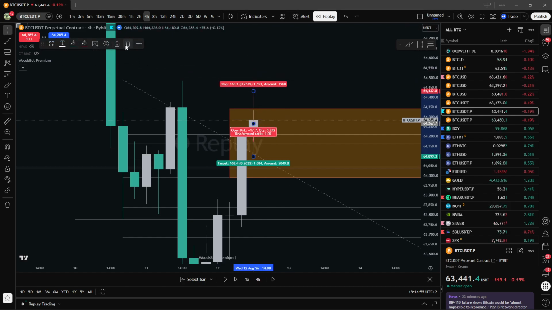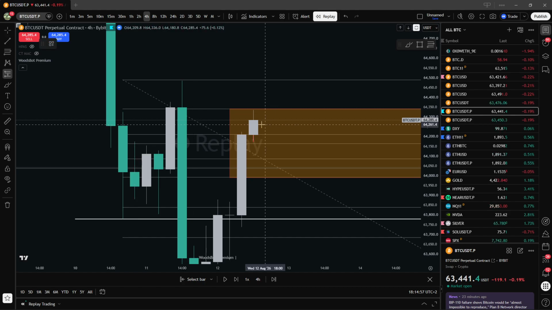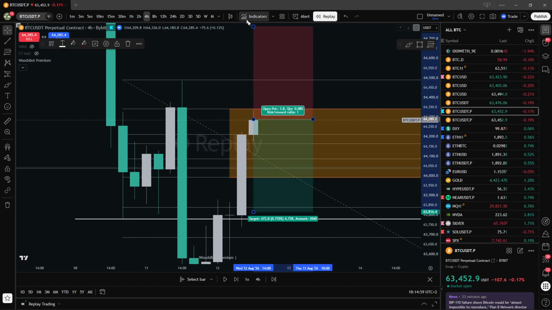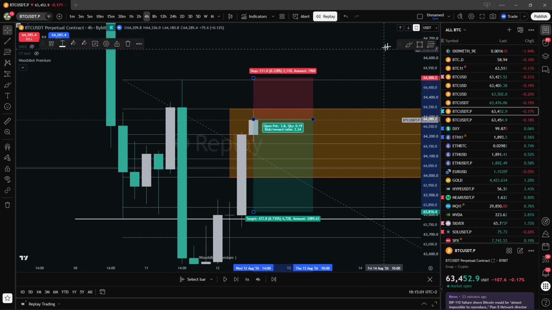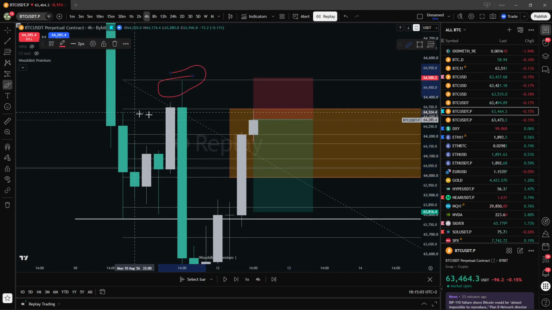Why can't I see the position? Okay, now I can see it. My invalidation was just above the size.